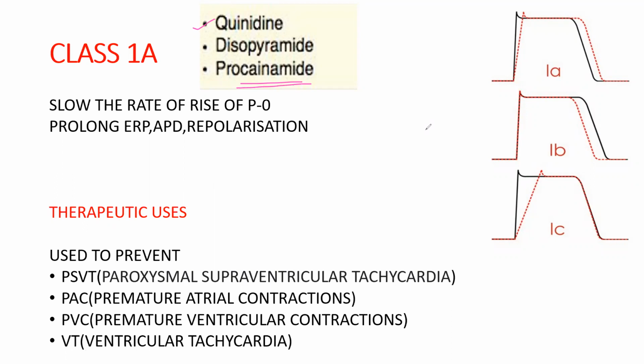In class 1A, the drugs slow the rate of rise of phase 0. These are sodium channel blockers. The black is the normal action potential, and the red is the action potential if we give these 1A drugs. This is a normal phase zero, and here it is getting slowed down. And this total is the effective refractory period.